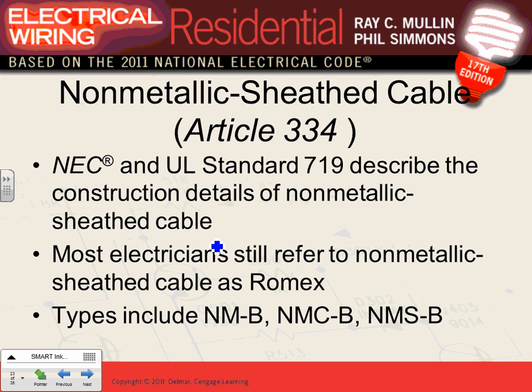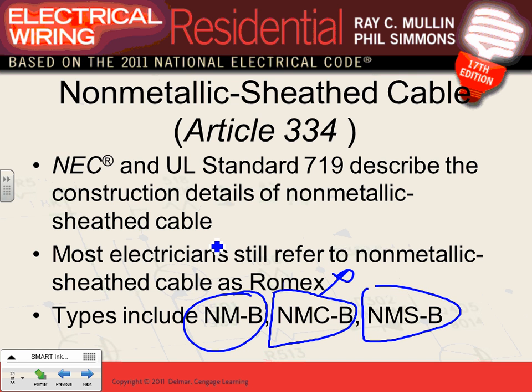Romex, NM-B, like you said, NM-B, NMC-B, and NMS-B. Most of them are NM-B. Typically, NM-B is used indoors. NMC-B is rated for damp locations. And NMS, I believe, is for signals. S stands for signals. Almost all the stuff that we're going to be doing indoors, in dry locations, is going to be here. Damp location, you're going to be here, and this is signal. Most of the time, if you're doing cooling, you're looking at most likely NM-B.